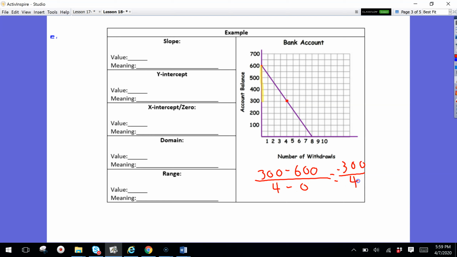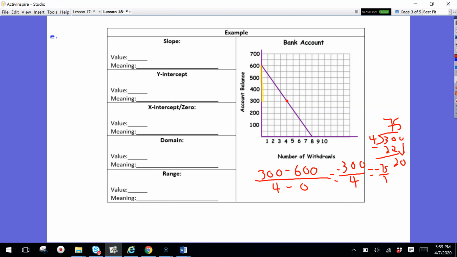Divided by 4. So how can we figure that out? Well, we can divide 300 by 4. 4 goes into 30 seven times, and 7 times 4 is 28. Subtract, from 30 you get 2, bring down the 0, and 20 divided by 4 is 5. So our slope simplifies to negative 75 over 1.